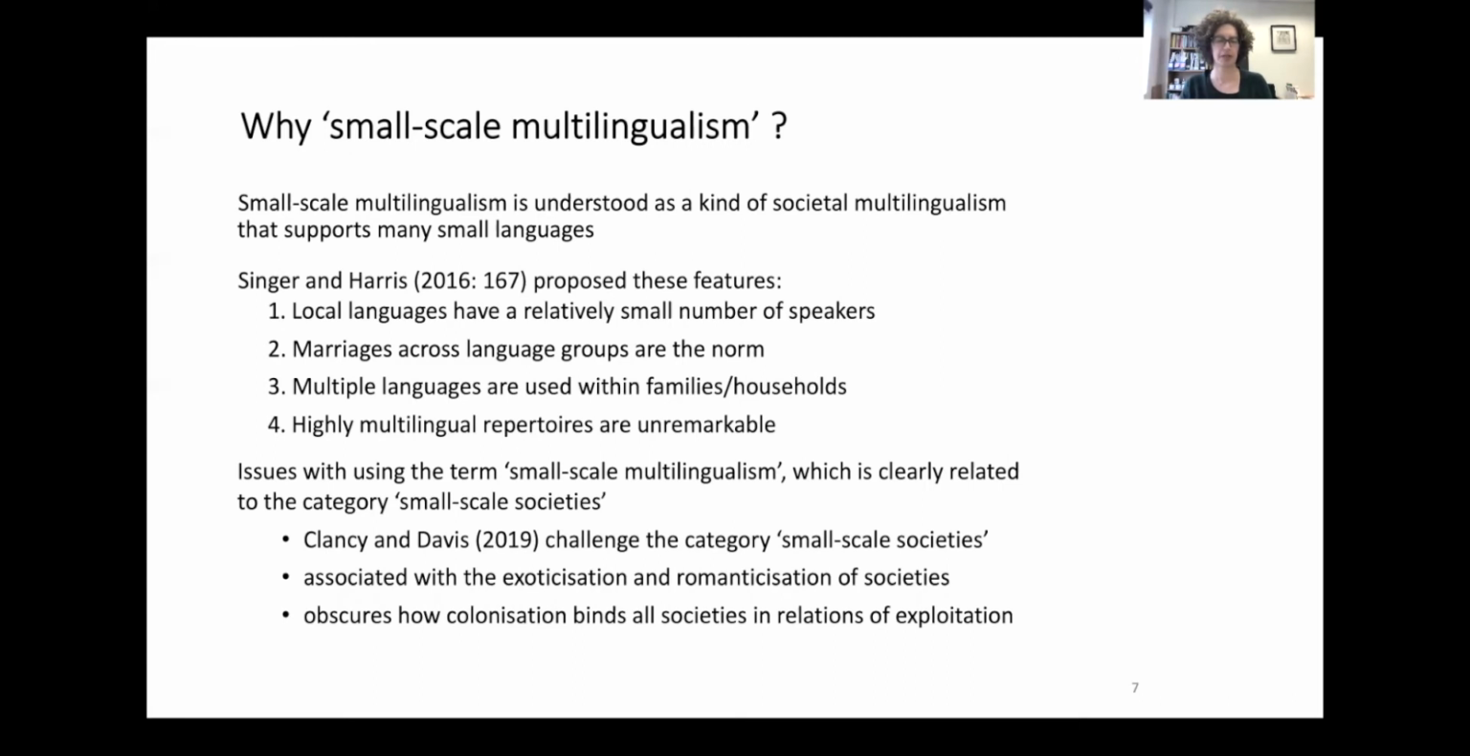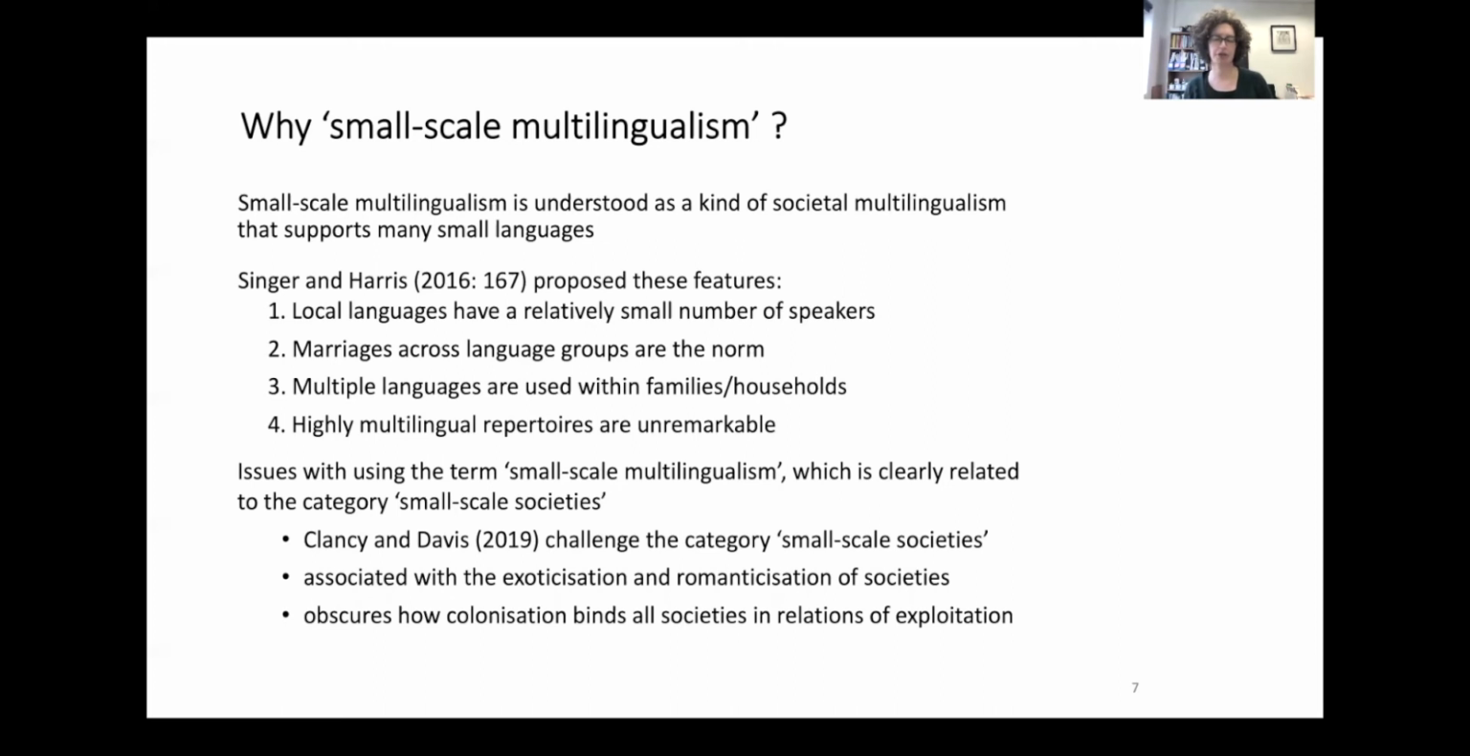So the 4 features we suggested are: local languages have relatively small number of speakers. So there may be larger languages spoken, but they're not specifically associated with very local areas. Marriages across language groups are the norm. So this sort of sets up the situation for multiple languages to be used within each family or household. Commonly, you'll have reciprocal marriages between groups. So when people marry into a group, there'll be other people married in there already who speak their language across different generations. Also, highly multilingual repertoires are unremarkable, so people won't necessarily even comment on them.